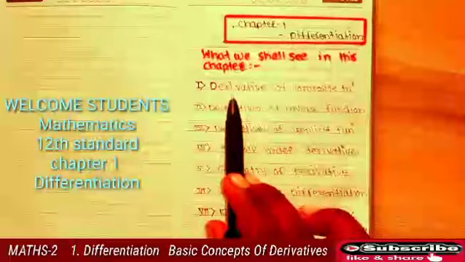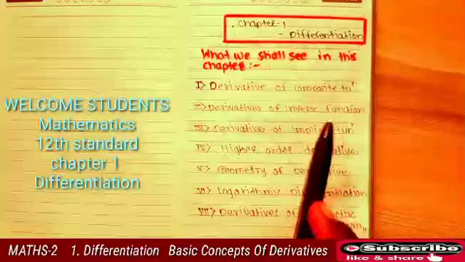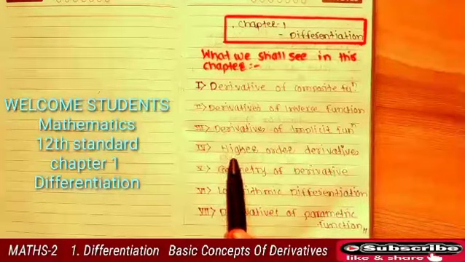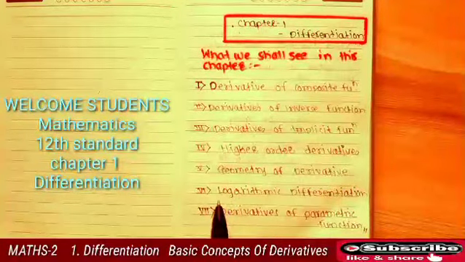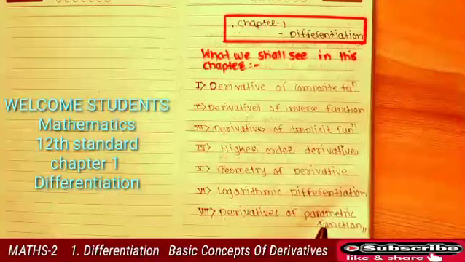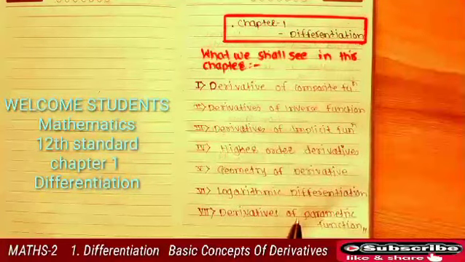The first topic is derivative of composite function. Second point is derivatives of inverse function. Third point is derivatives of implicit function. Fourth one is higher order derivatives. Fifth one is geometry of derivatives. Sixth one is logarithmic differentiation. Seventh one is derivatives of parametric function. Students, we shall see each and every subtopic one by one.